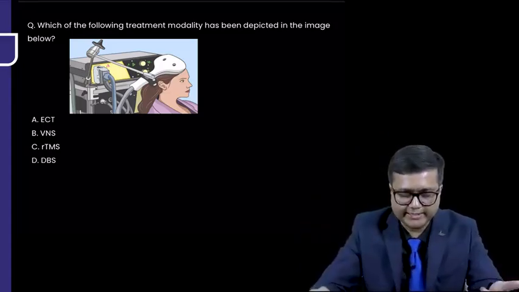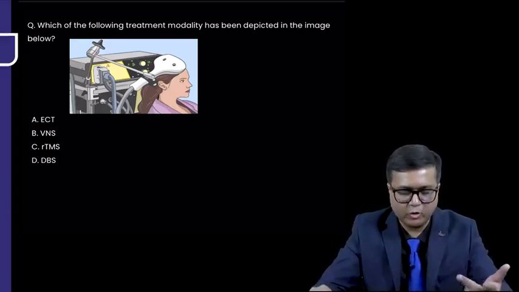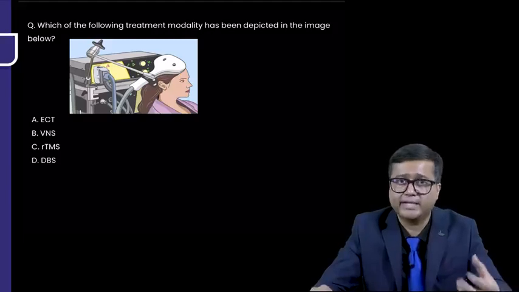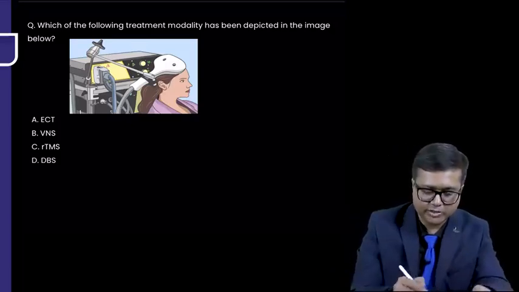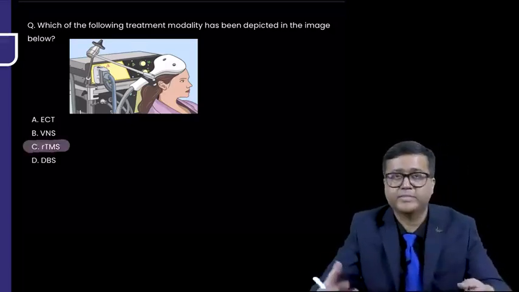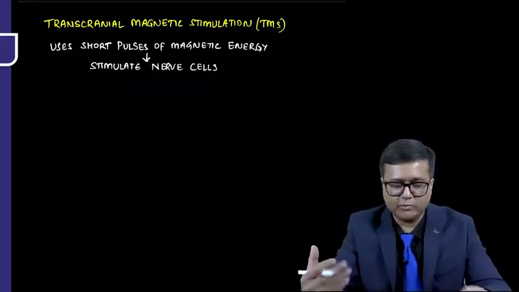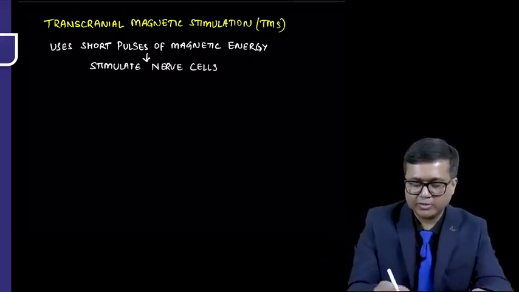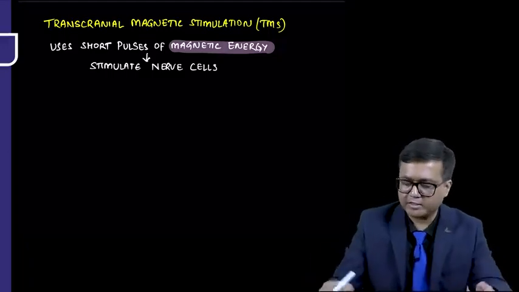So the options are ECT, option B is VNS, that is vagus nerve stimulation, option C is RTMS, that is repetitive transcranial magnetic stimulation, and option D, that is deep brain stimulation. Okay, so the correct answer is option C, this is RTMS. This is repetitive transcranial magnetic stimulation. So what is transcranial magnetic stimulation? Basically it uses short pulses of magnetic field, as the name suggests. So magnetic energy is used to stimulate the nerve cells.